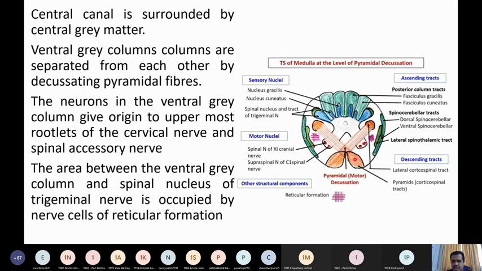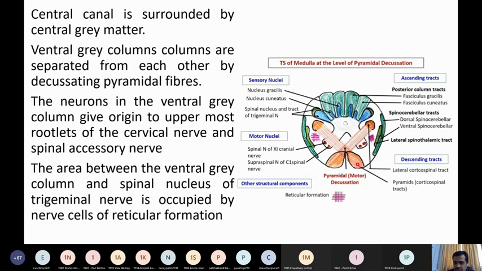Few fibers of the pyramidal tract cross, not all, few of them. They pass backwards and medially, cross the midline, reach the opposite lateral funiculus, and from there they run downward to form the lateral corticospinal tract. Is it clear?